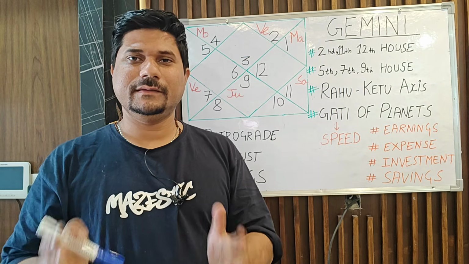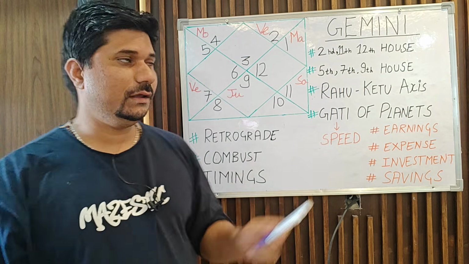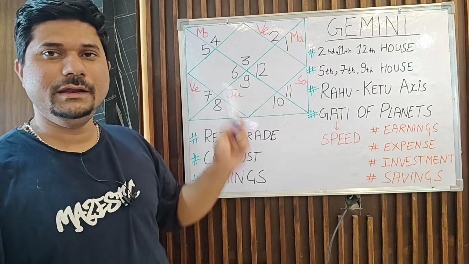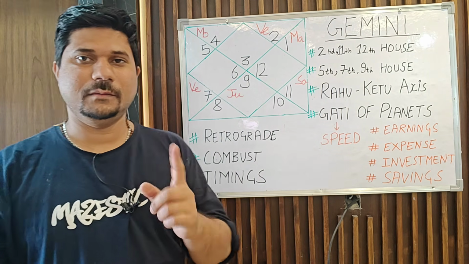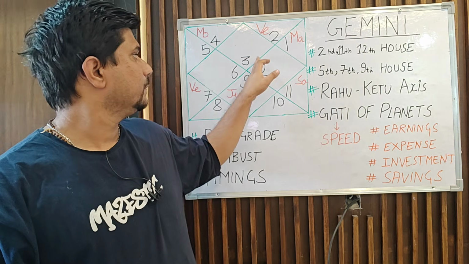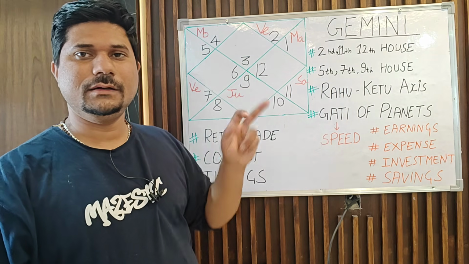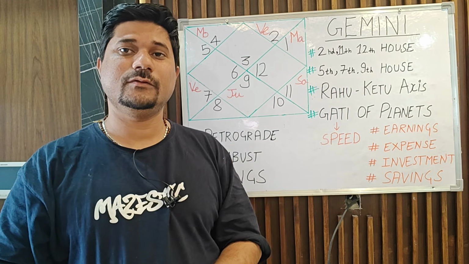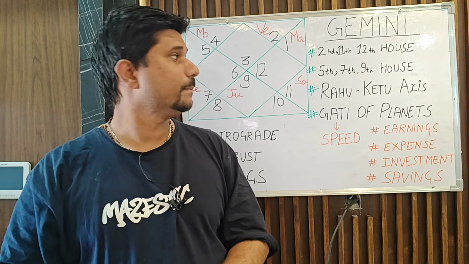Now, if you are Gemini ascendant or Gemini rising, in your first house, this is the first house of astrology. If the number 3 is written up there, it means you are Gemini ascendant, okay? Because this 3 is the third Rashi, the third zodiac sign, which is known as Gemini. It's ruled by Mercury also, okay?